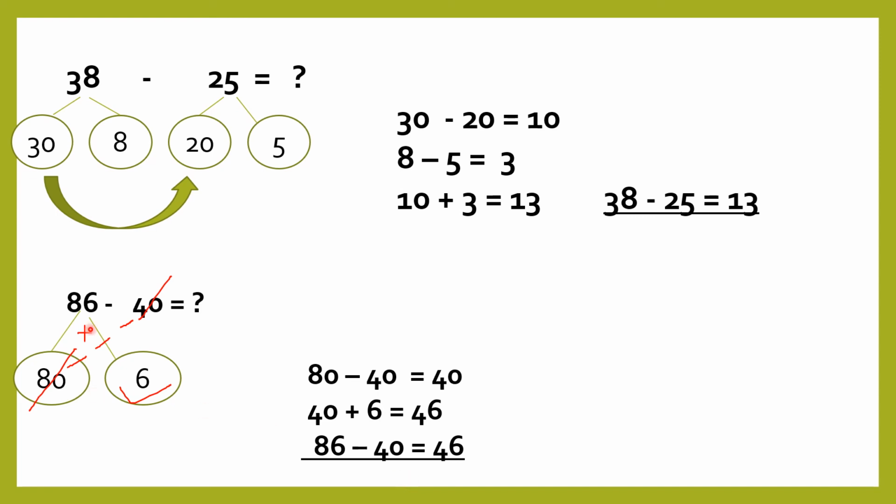Okay. First break the bigger number into two numbers 80 and 6. Now I am going to deal with the minus sign first. I cannot do 6 minus 40, because 6 is smaller and 40 is bigger. You cannot subtract the bigger number from the smaller number. Always you have to make sure you are writing the bigger number first and then the smaller number. So I cannot do 6 minus 40. I can do 80 minus 40, right?